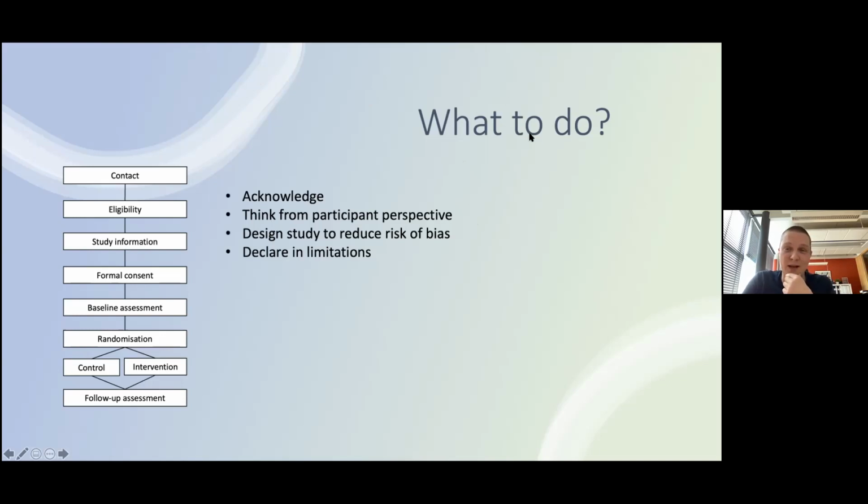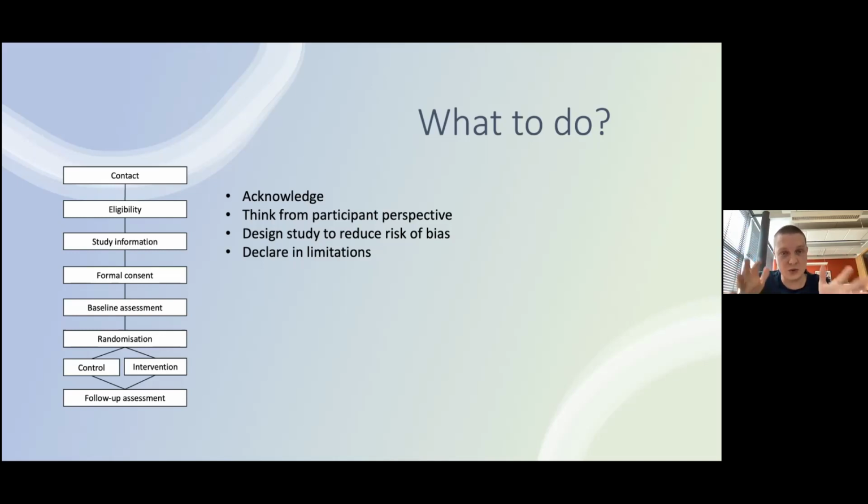I think that's step one. Acknowledge that we have a problem, right? So acknowledge that there are research participation effects and people are affected by it. Think from the participant perspective, I think is super useful. And that was also one of the things that was prominent in the systematic review of the Hawthorne effect and the later papers, that when we are thinking about research participation effects, we should really put ourselves in the shoes of the research participant and think about what's going on in their life and how all of these things affect them. We can try to design the study to reduce the risk of bias.